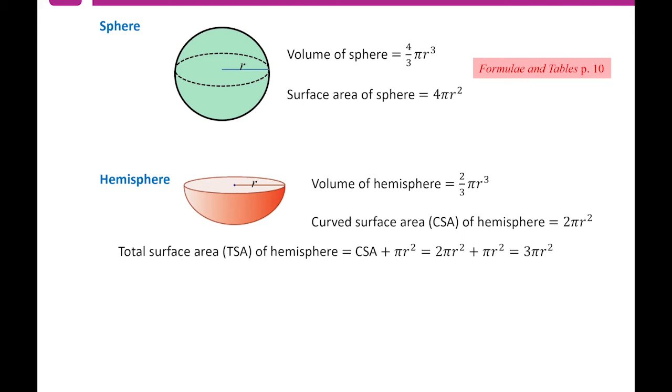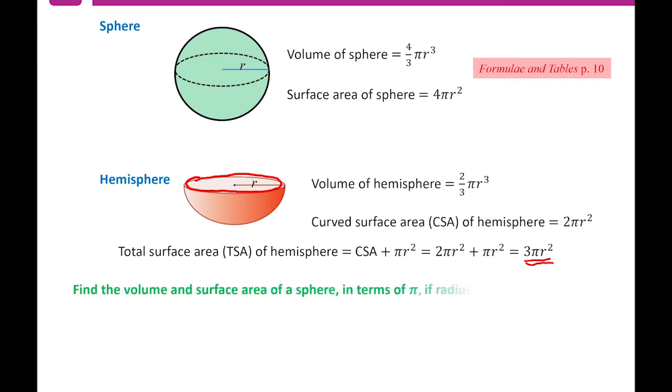And the total surface area is the curved surface area plus this circle at the top. So that's our curved surface area plus the area of our circle. This gives us 2 pi r squared plus pi r squared, which is equal to a total surface area of 3 pi r squared.